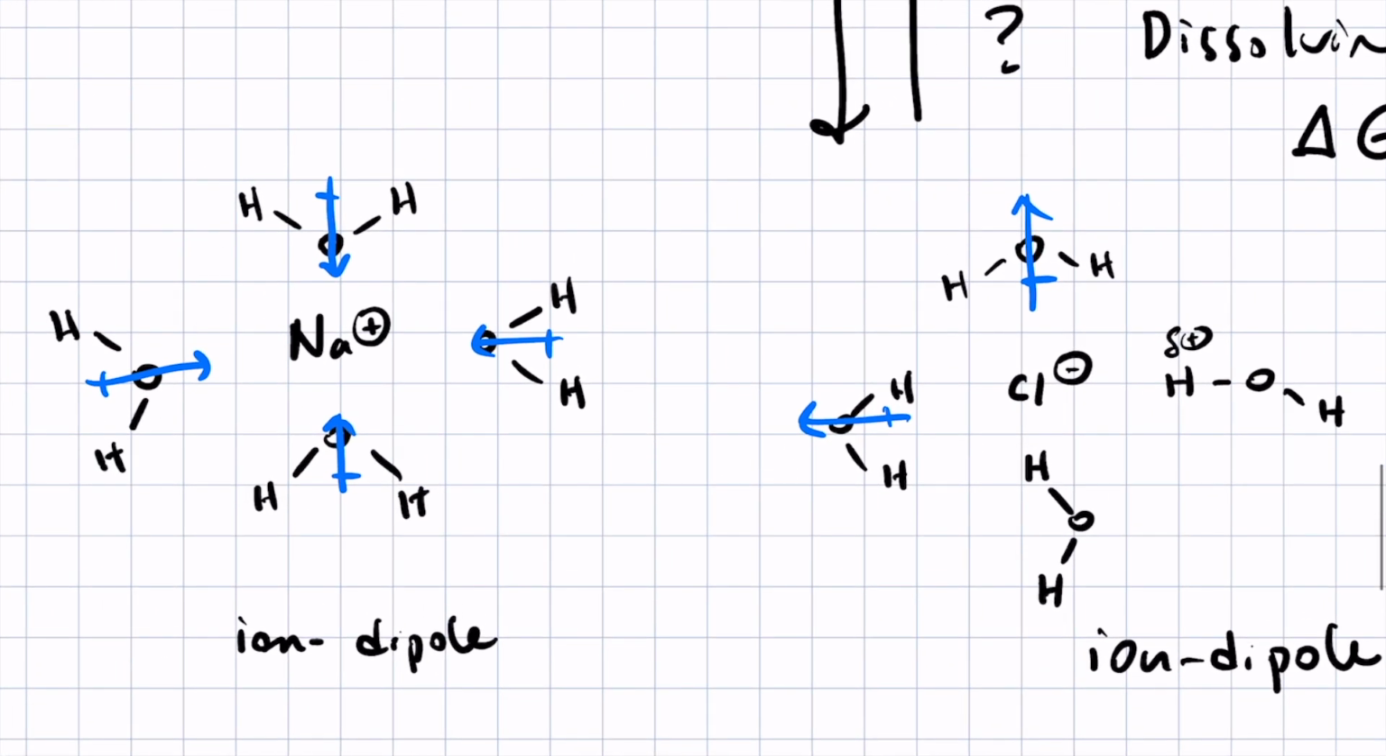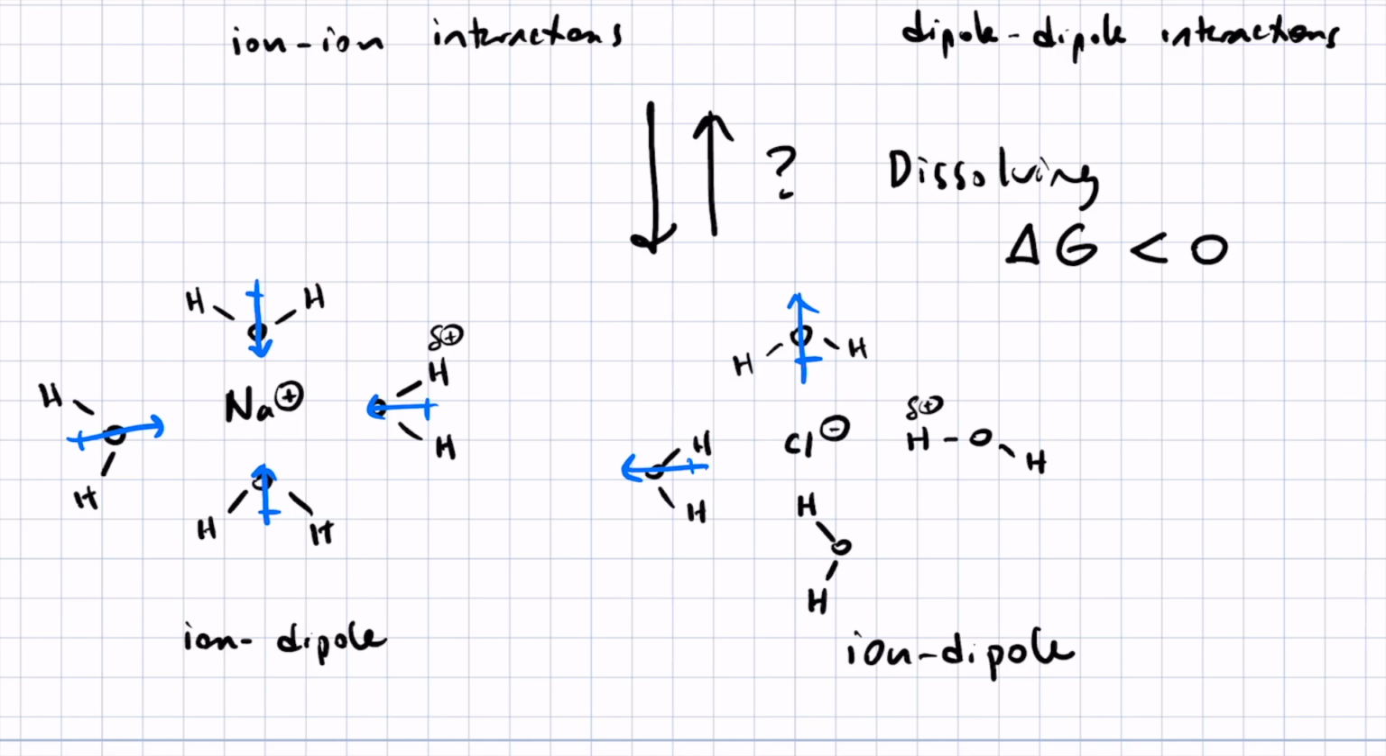Hydrogen bonding can't happen with the positive over here because the hydrogens are at the positive end of the dipole, and that would be repulsive. Right, so you know this process happens because delta G is negative. So some of these hydrogen bonds happen to be nitrogen, oxygen, and fluorine.